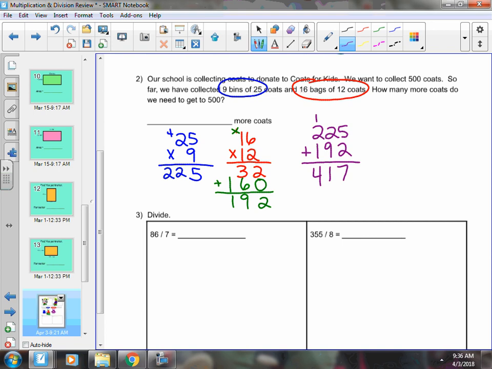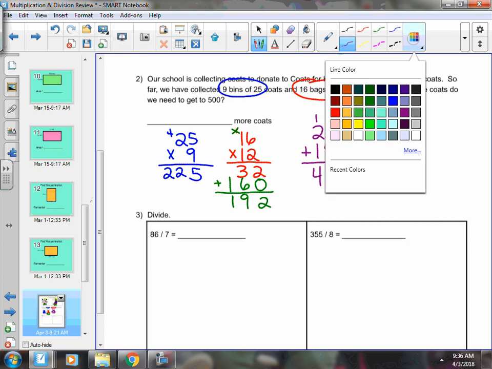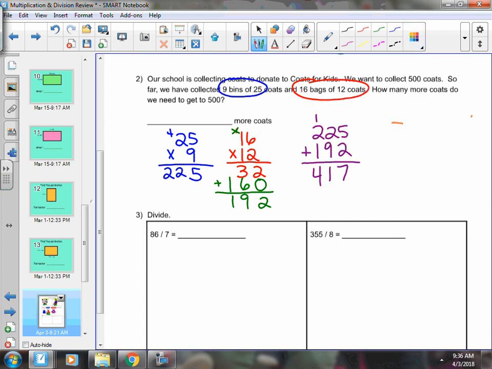We've done so many steps, I feel like I need to read the problem again. The question is, how many more coats do we need to get to 500? So we've collected 417, but the question is, how many more do we need to get to 500? So we need to know the difference between 500 and what we've collected so far. Let me get a new color here. So let's do our goal minus what we've collected so far, and that will tell us how many more coats we need to collect.